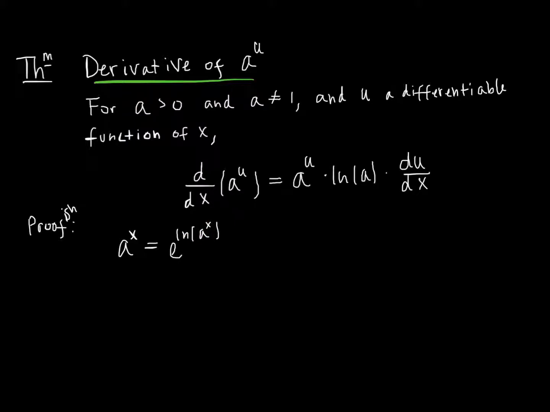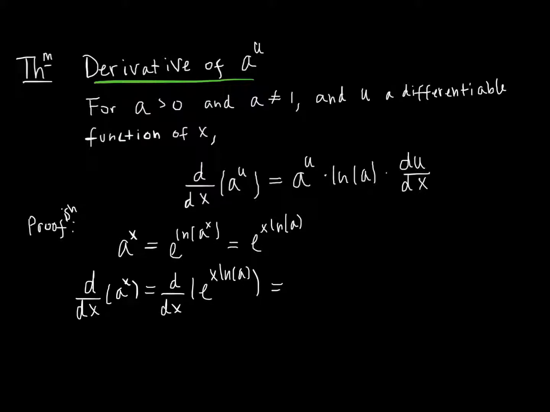And I can actually make this a little bit easier, because remember, if you have the natural log of something to a power, you can bring the power to the outside. And so what I have is e to the x ln of a, whatever my base originally was. And I can take the derivative of this. So the derivative with respect to x of a to the x is just going to be the derivative with respect to x of this function, e to the x natural log of a.